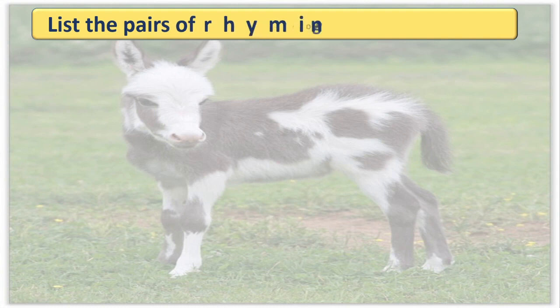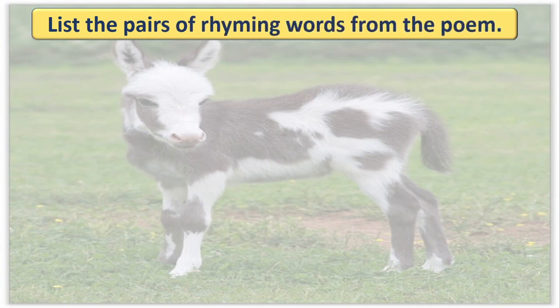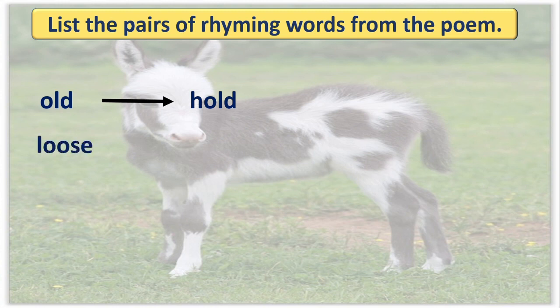Next thing is, list the pairs of rhyming words from the poem. Here we have gone through so many rhyming words, isn't it? We will try to list them. See here, old. Come on, help me. The rhyming pair is, yes, hold. Old, hold. Next, lose. Yes, use. Lose, use. You know, rhyming pairs or rhyming words sound similar, isn't it?